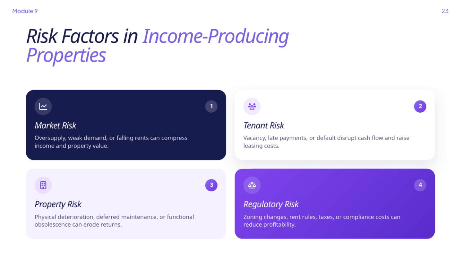First, we have market risk. This happens when there's an oversupply of properties, weak demand, or falling rents, all of which can squeeze both the income generated and the overall property value.